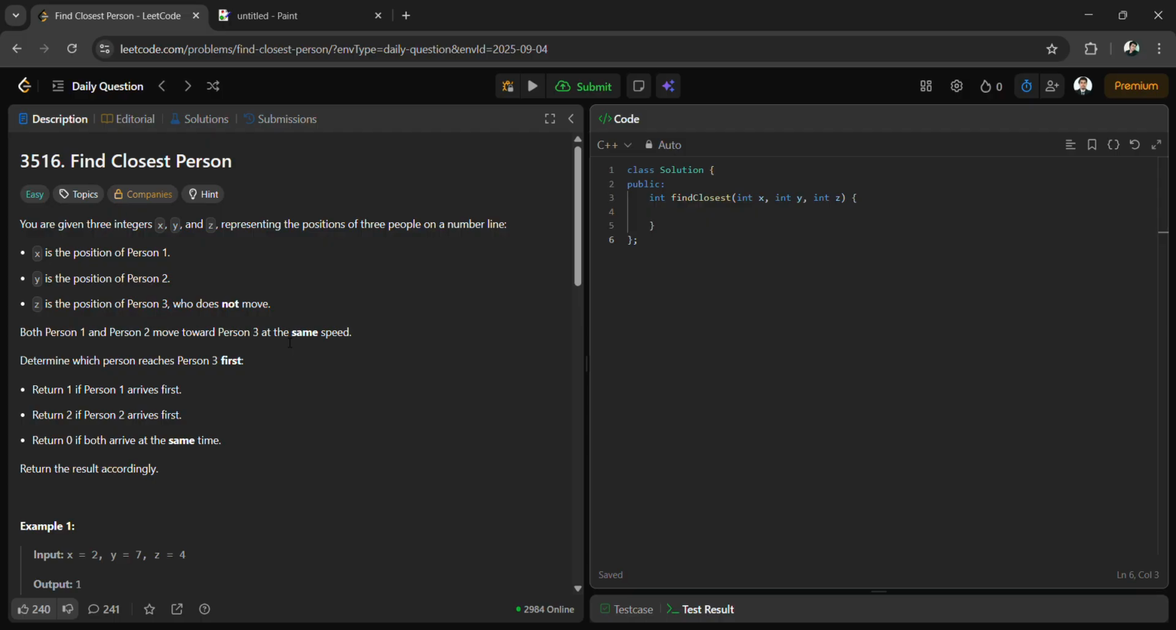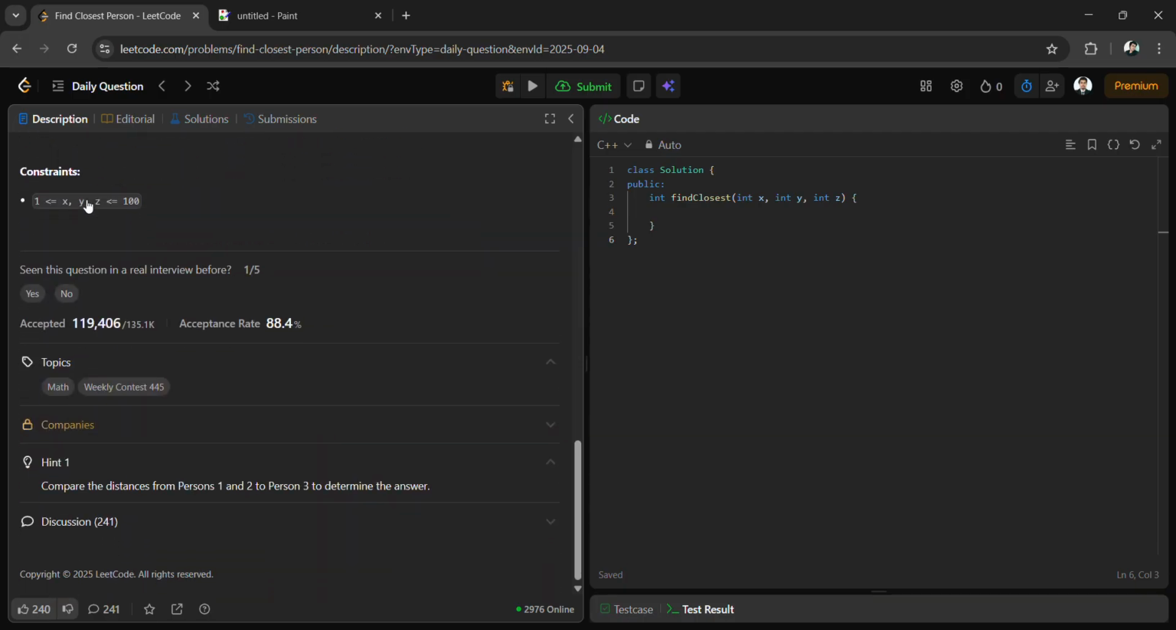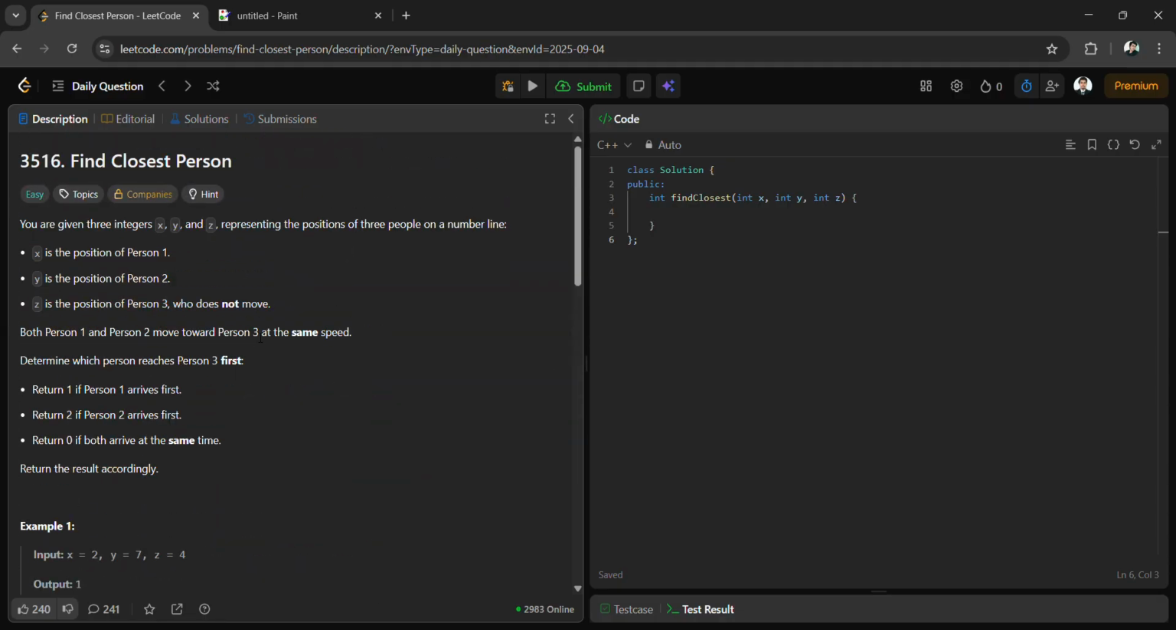We have a problem, find closest person, and it is an easier problem. It is completely based on maths, from weekly contest 445. That means it is completely based on maths, so our mathematical logic is going to be performed here.